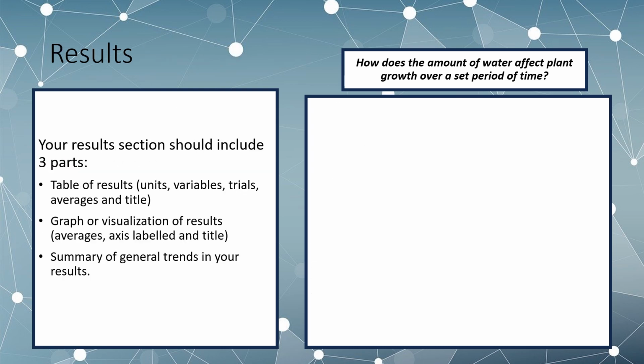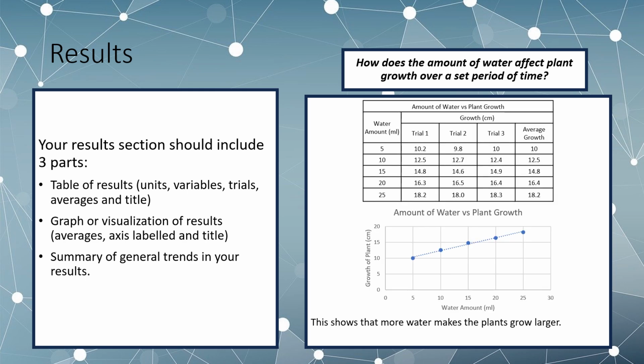Now, your results section might vary depending on what exactly you're experimenting with, but in general, it should include 3 distinct parts. A table of results that includes units, variables, trials, and average, and a clear title. A graph or visualization of your results. That's because not all experiments can have graphs, especially when there's lots of categorical variables at play. But your graph, if used, should only be based on your averages, have clear axes labeled and a title, and then a sentence or two giving a general summary of the trends in your results.